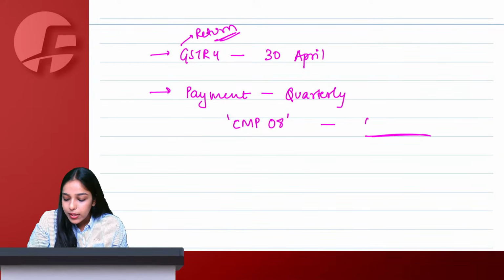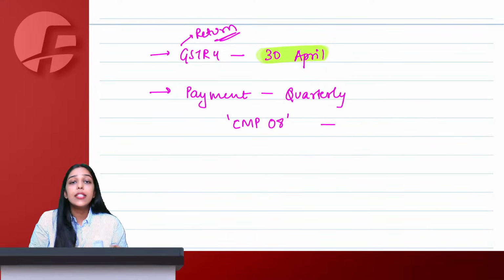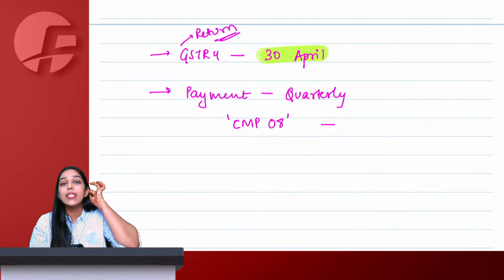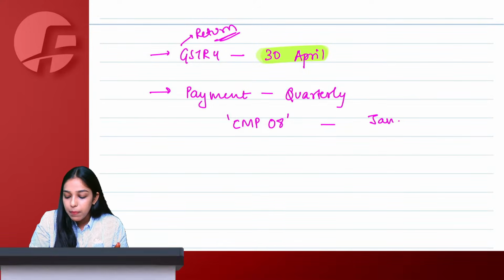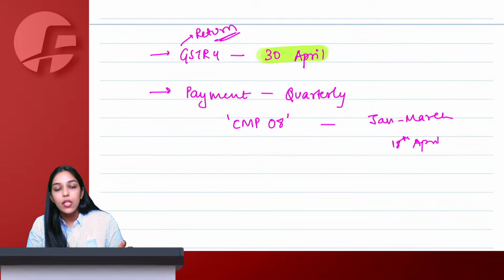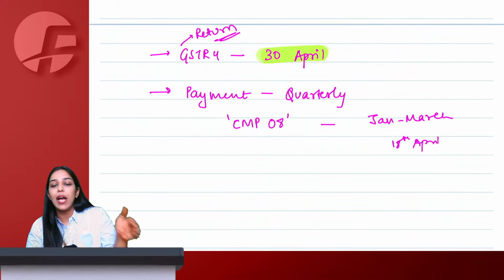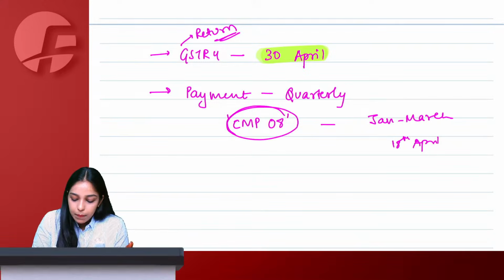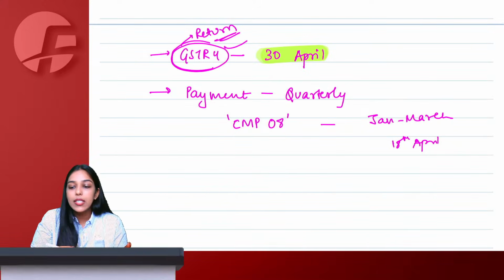Tell me the due date to make such payment. Chalo, quickly in the comment section. Like the due date for GSTR 4 is 30 April, the due date for CMP 08 is 18th of the month succeeding the quarter, which means for the Jan, Feb, March quarter, I will file my CMP 08 by 18th April. For April, May, June, 18th July. So after the quarter ends, whichever month comes, in that month by 18th, you will have to pay the amounts under CMP 08, and after the entire financial year closes, you will file a GSTR 4.